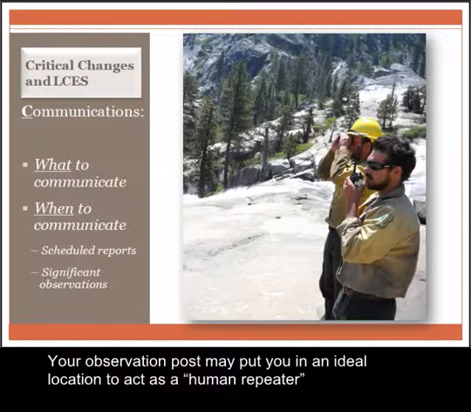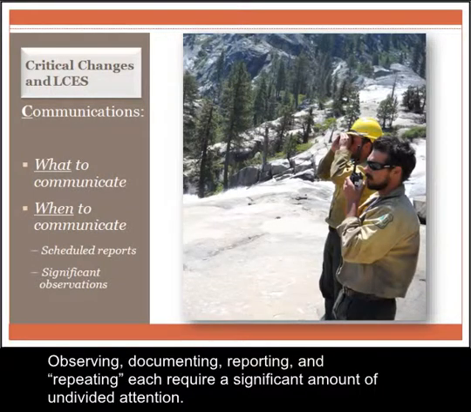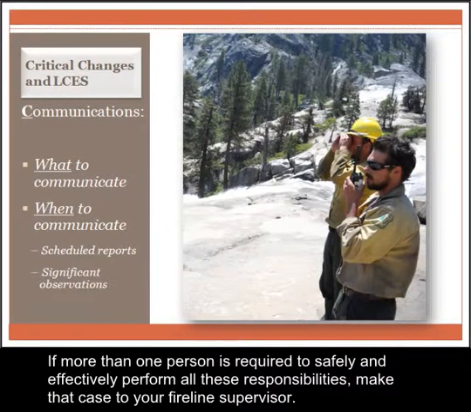Your observation post may put you in an ideal location to act as a human repeater when line of sight, mode, and established radio repeaters are not adequate for reliable communications. Observing, documenting, reporting, and repeating each require a significant amount of undivided attention. If more than one person is required to safely and effectively perform all these responsibilities, make that case to your fireline supervisor.